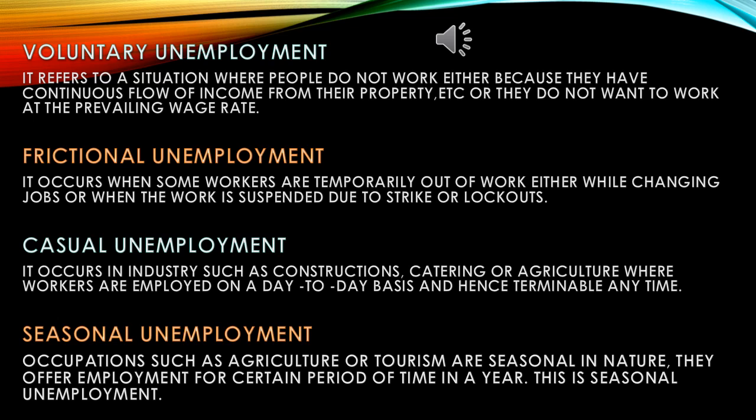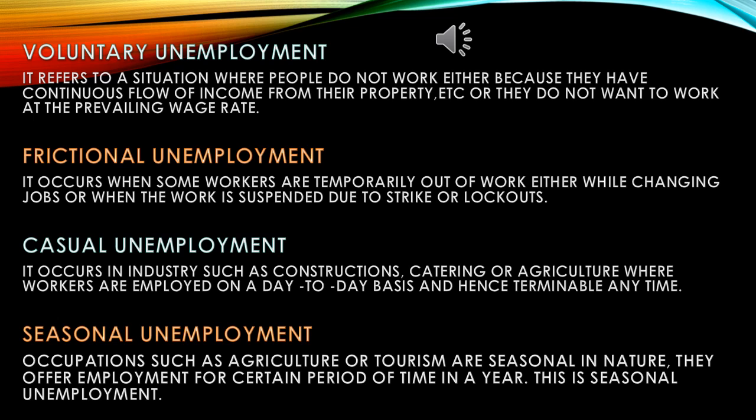Voluntary unemployment. It refers to a situation where people do not work either because they have a continuous flow of income from their property or they do not want to work at the prevailing wage rate. Frictional unemployment. It occurs when some workers are temporarily out of work either while changing jobs or when the work is suspended due to strikes or lockouts.